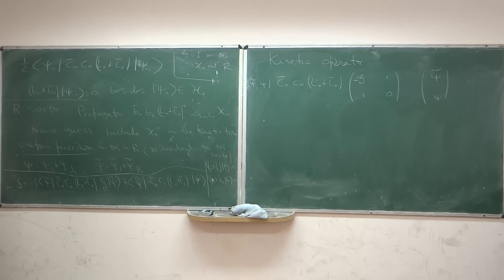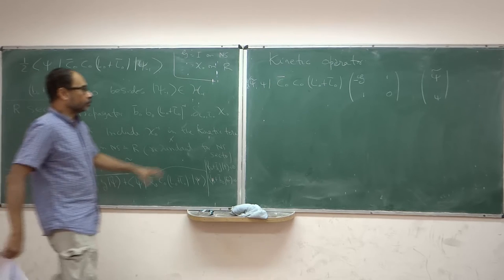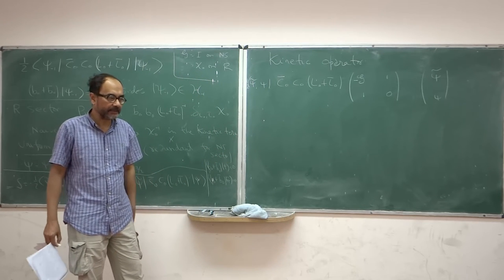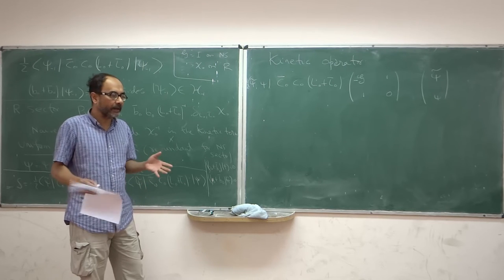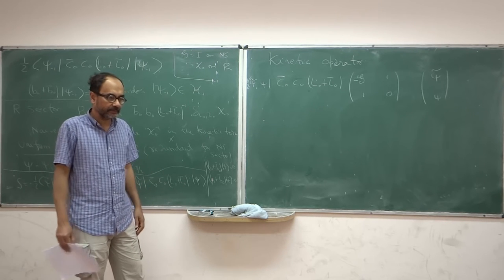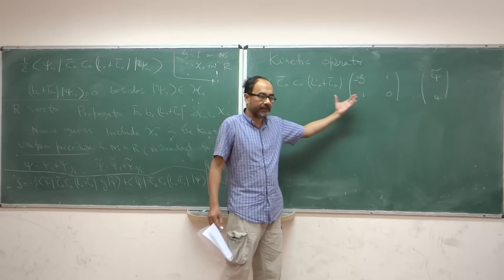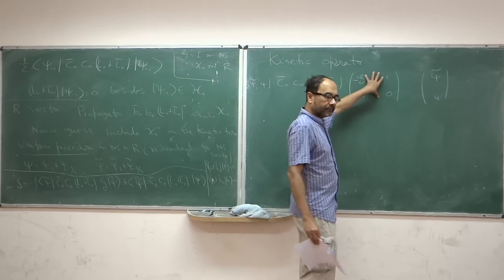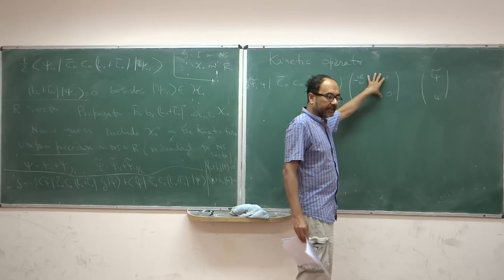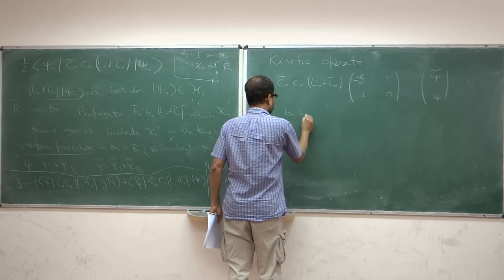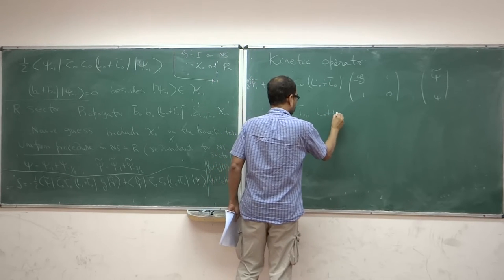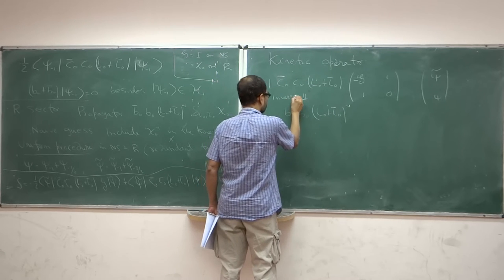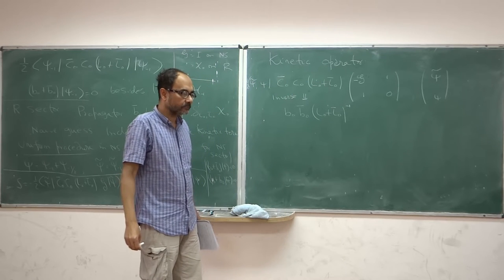Is this clear? Now we have to invert this. The procedure for inversion is identical to what we described last time. You think of this as a matrix element in the phi 1 basis, and other basis elements will contribute, and you invert it. The inversion we did yesterday was B0 B0 bar times L0 plus L0 bar, inverse. This was the inverse.